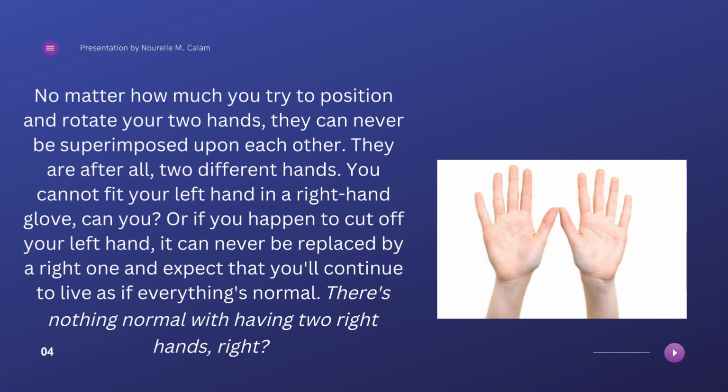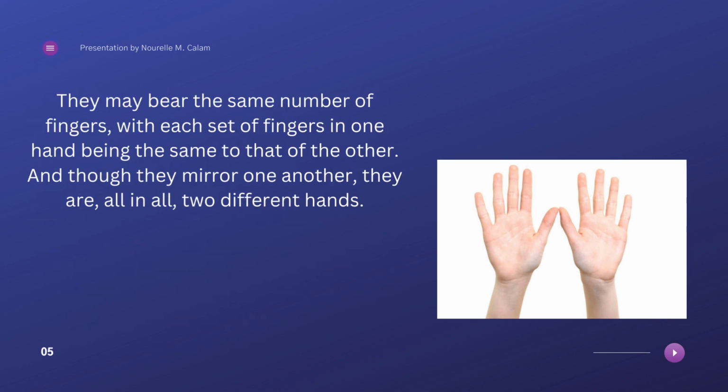So, despite the fact that they are typically comprised of the same components, the same number of fingers, the same length. The length of your fingers in one hand is the same with that of the other. So technically, they should have the same components. However, despite that, although they typically mirror one another, they are all in all two different hands.